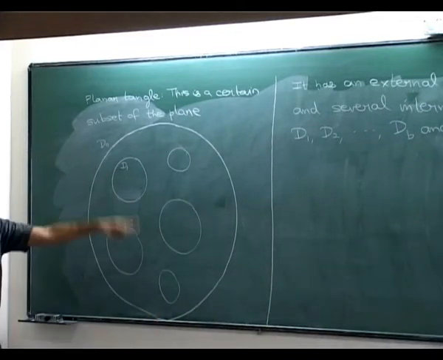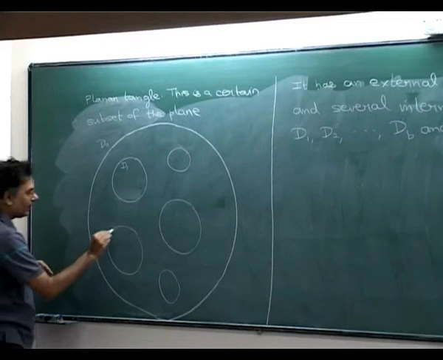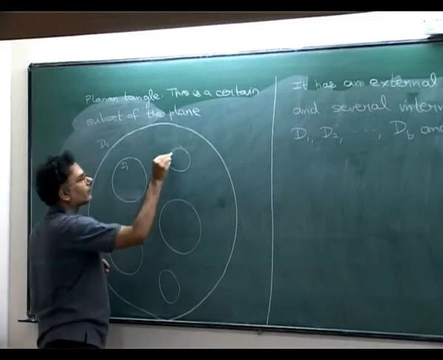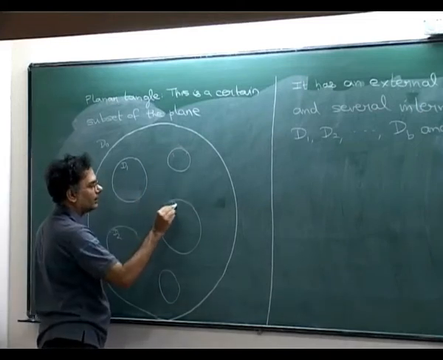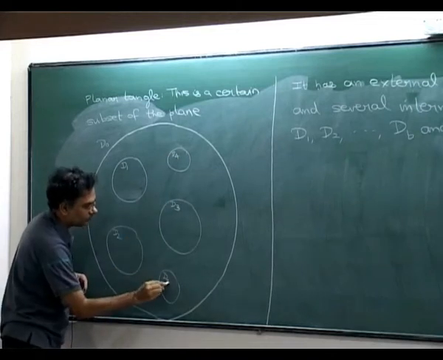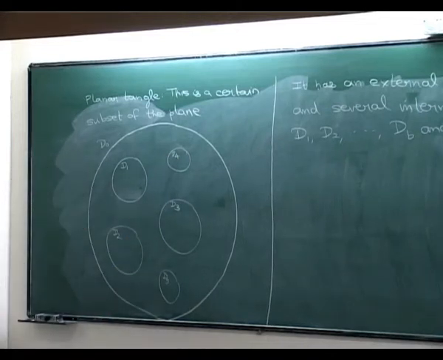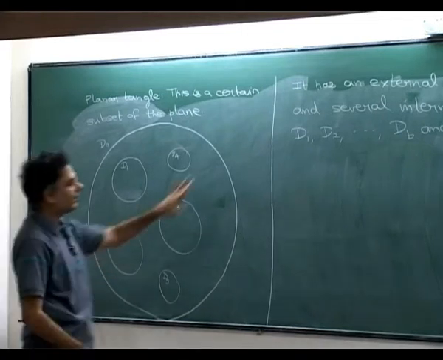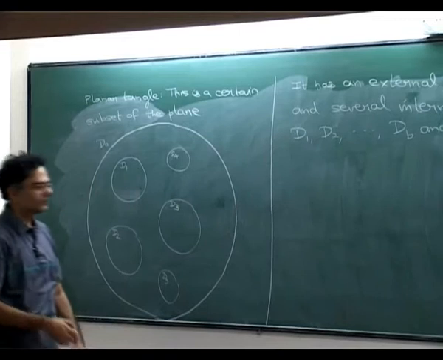So in this case there are 5 disks. I'll label them D1, D2. Let me call this D3, D4, D5. So that is the first ingredient, an external disk and several internal disks, all of them labeled.